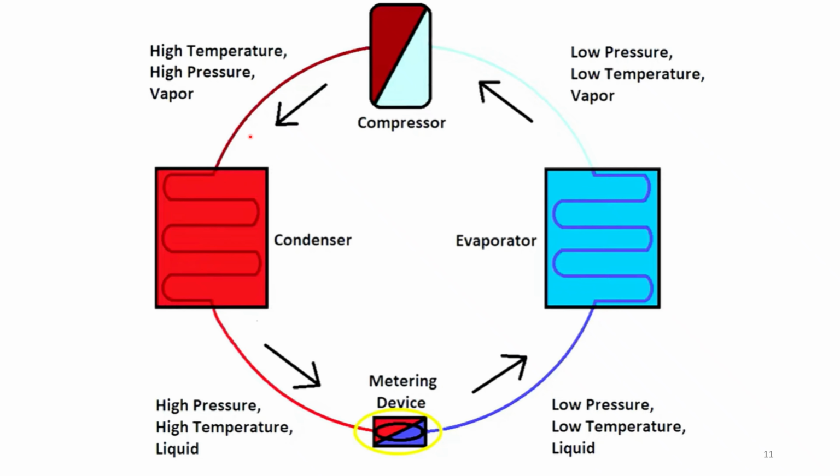Now we can easily understand the refrigeration cycle if we focus on this. So this is the compressor, this is the condenser, this is the metering device, and this is the evaporator.